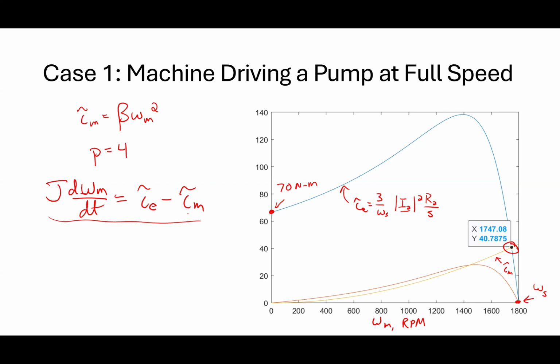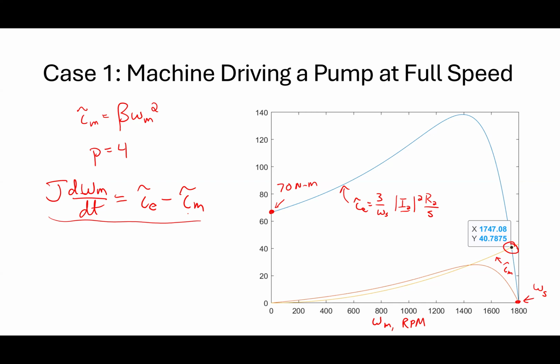What I see here is where this guy operates. What does it tell me? X is that, Y is that. X is the RPM, so I'm operating at 1747.08 RPM. Torque is 40.7875 Newton meters.